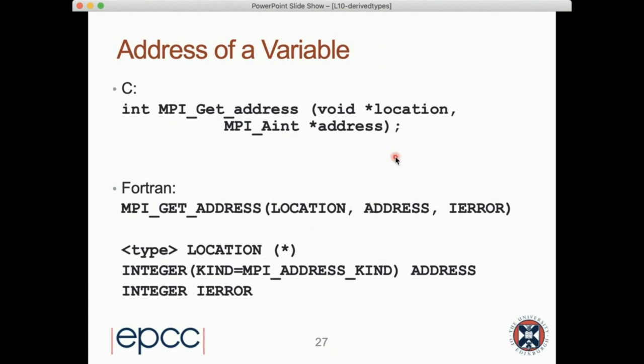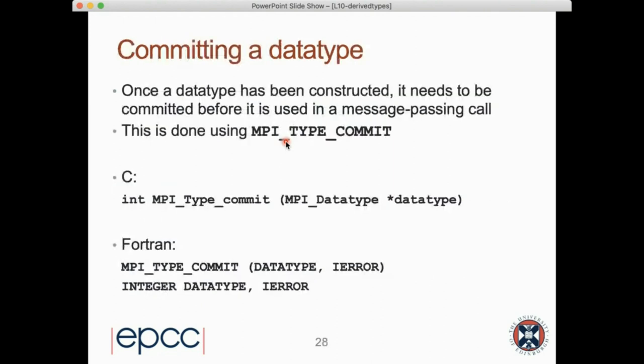But rather than deal with raw pointers here, MPI has its own representation of addresses. We have a function called MPI get address. If we pass it a memory location, a pointer, or the name of a variable, or in this case the name of a member of a struct, then we get back an address in a predefined MPI type called MPI aint, which is designed to hold addresses. So that's not very nice.